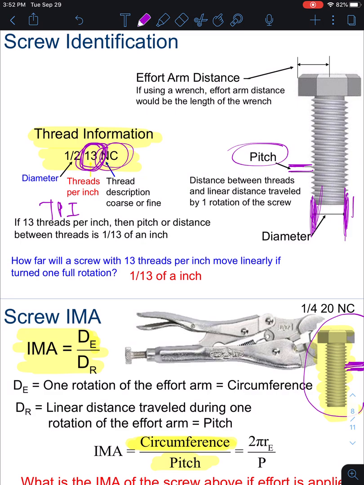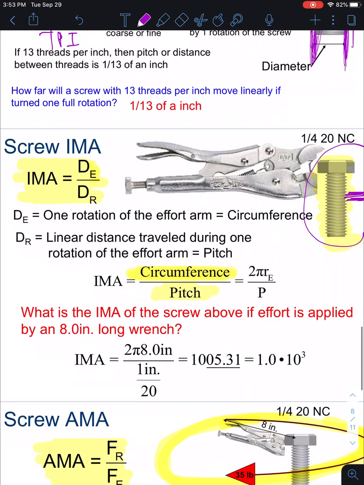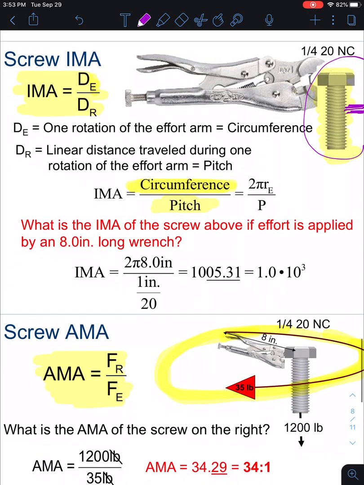To get the pitch, we take 1 divided by the threads per inch. In this case, it's 1 divided by 13, because we have 13 threads per inch. This next screw is 1/4 inch in diameter, and it has 20 threads per inch. So if I want to know the pitch for that, I divide 1 by 20.